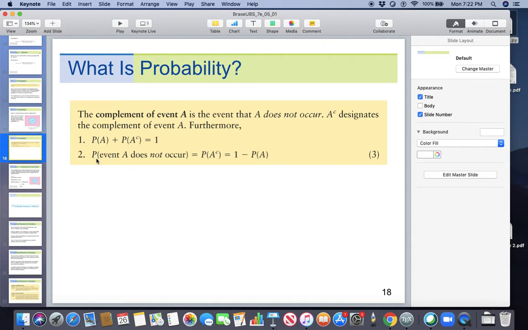In other words, the probability of the event A does not occur, the probability of A complement, is 1 minus probability of A. Now this is important. Notice, probability of A plus probability of A complement is 1. So what is the probability of A complement? It is 1 minus probability of A. That's all we have done here.